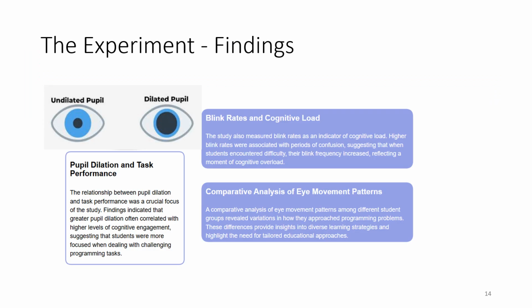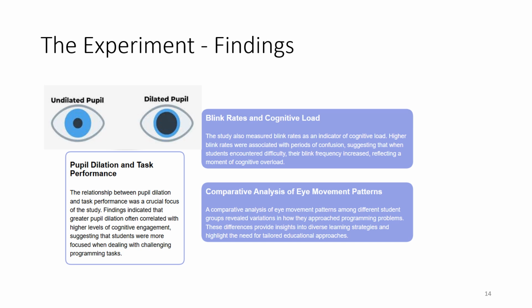So the findings of our experiment: pupil dilatation and task performance. The relation between pupil dilatation and task performance was a crucial focus of this study. Findings indicated that greater pupil dilatation often correlated with high levels of cognitive engagement, suggesting that students were more focused when dealing with challenging programming tasks.